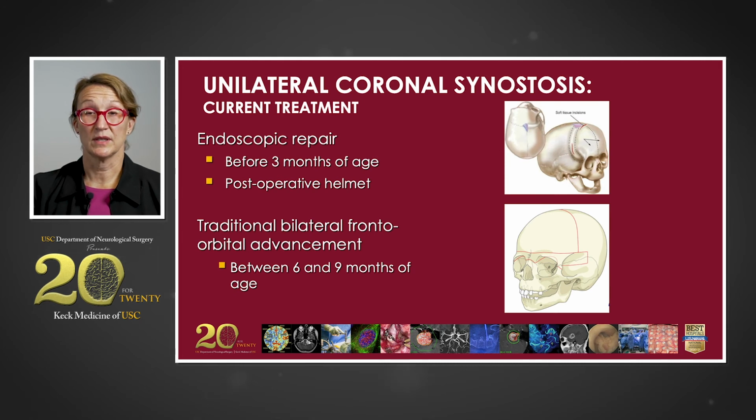Unilateral coronal synostosis can be treated endoscopically, again, before 3 months of age, requiring these children to wear a helmet postoperatively for anywhere between 6 and 12 months. The picture on the top right demonstrates the bony cuts that are made for repair of coronal synostosis unilaterally. Traditionally, these are treated with a bilateral frontal orbital advancement, done between 6 and 9 months of age. In this type of surgery, the entire frontal bone as well as the frontal orbital bar are removed and remodeled to alleviate the flattening and the hypoplasia on the affected side.